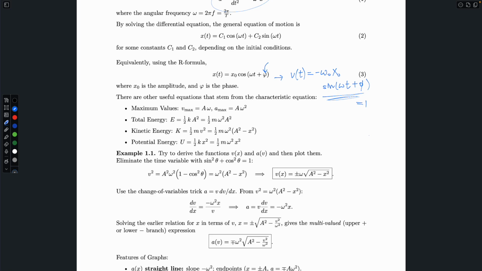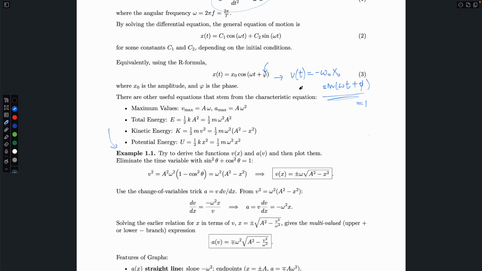The more unorthodox ones are like these in example 1.1. These two functions are useful; they were tested in SPhO last year. The first one is this one. The question in SPhO gave you v as a function of x, so you need to be able to manipulate the equations in order to get what you want.